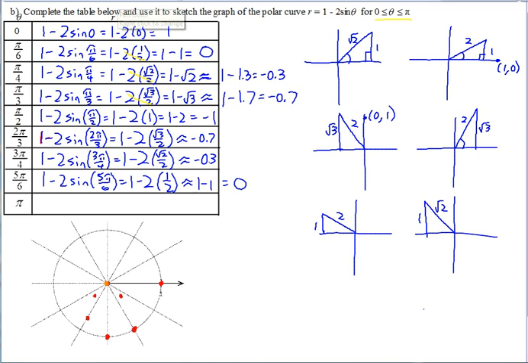We plug in pi, 1 minus 2 times the sine of pi. Well, pi is right here, and the sine is the y-coordinate, so that's 0. So it'd be 1 minus 2 times 0, gives you 1 minus 0, which is 1. So in the pi direction, we end up at 1 right here.